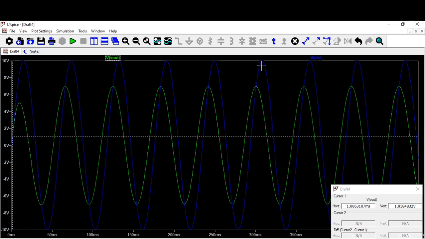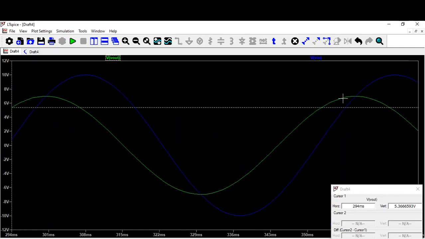So this is output, this is input. Can you see this peak of green is coming earlier than blue? So it is phase leading. If I just bring this here, can you see this green one, its peak is coming, whereas the peak of your input is coming late. So that's why we say output is in phase lead with the input signal.